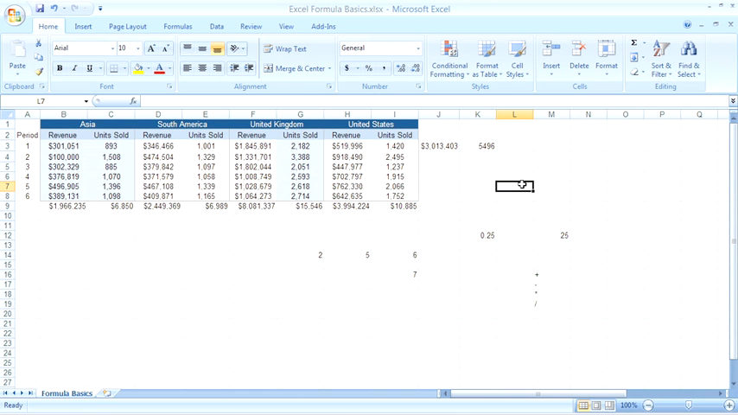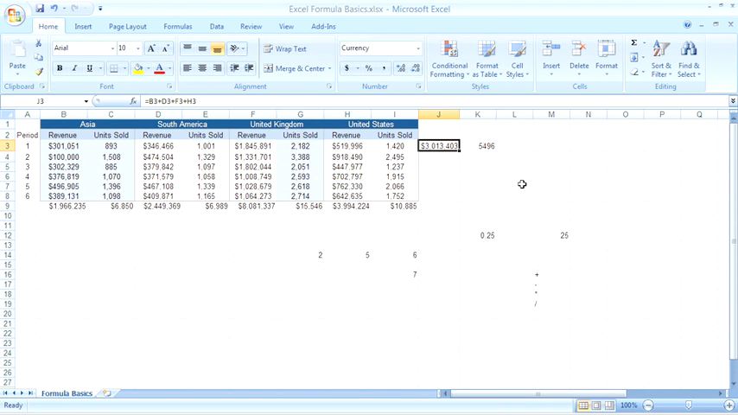So my revenue grand total in period 1 for all regions is a little over $3 million, and my grand total for units sold is a little over 5,000 units. So let's take a look at the formulas. Remember, the formula here was B3 plus D3 plus F3 plus H3. Now when I copied this formula and pasted it one cell over to K3, all of the cell references in this formula will have moved over one column also.